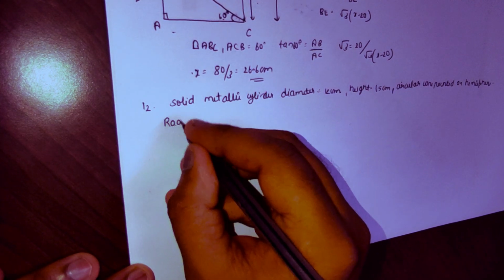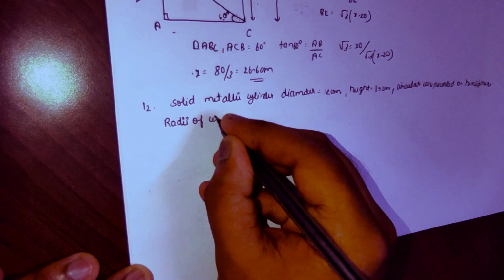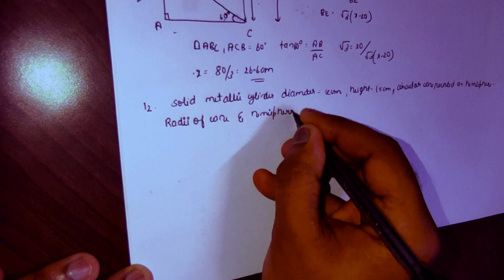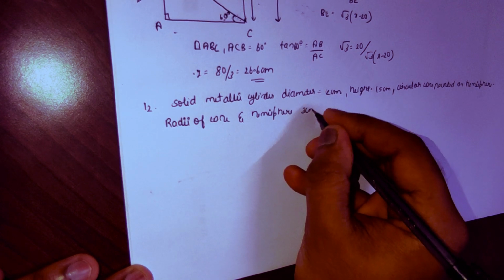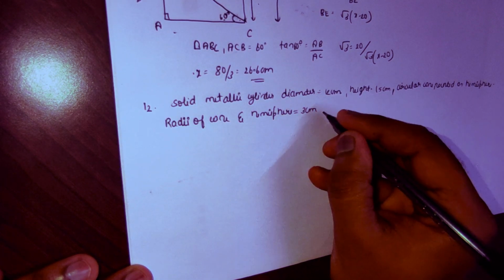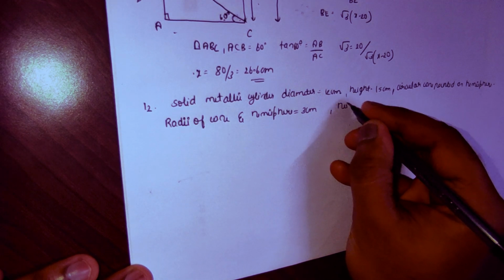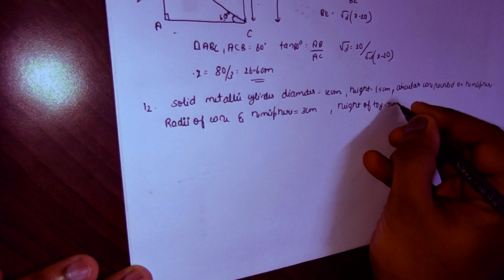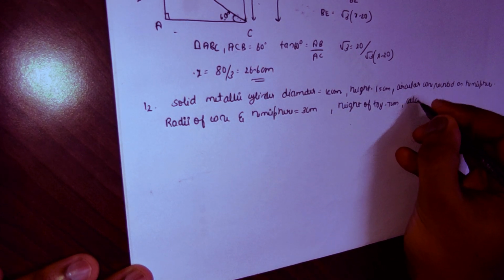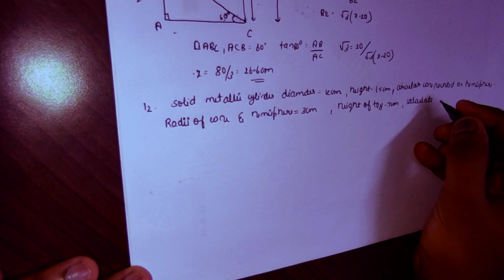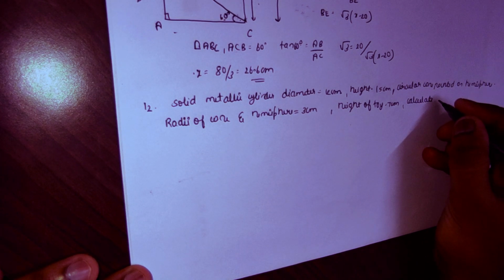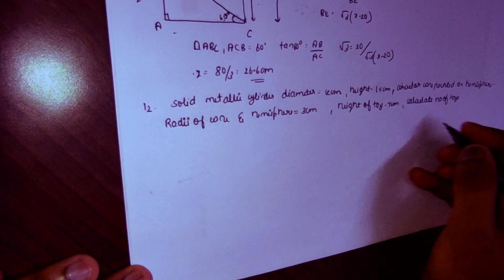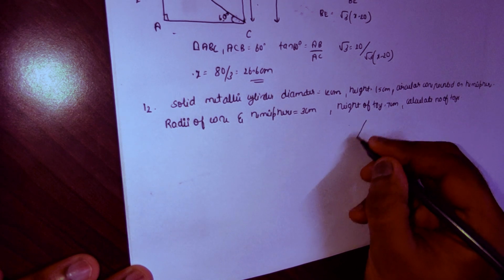Radii of the cone and hemisphere are given, that is 3 centimeter. Both are equal. Then the height of the toy is given, 7 centimeter. You have to calculate how many toys can be formed if it is recast. We will draw a rough sketch here.